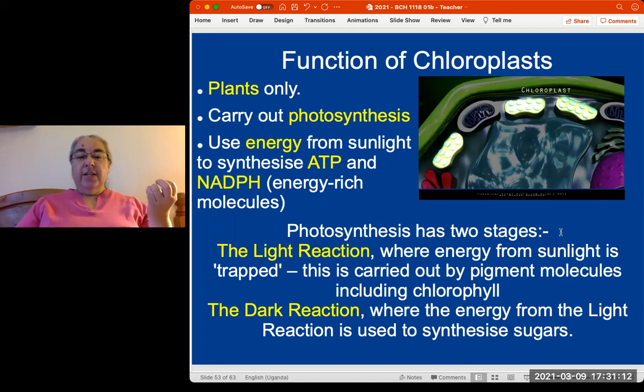Photosynthesis has two stages: the light reaction, where energy from the sun is trapped in the pigment molecules, often chlorophyll if it's a green plant, and then the dark reaction, which doesn't need light, but the energy from the light reaction is used to synthesize sugars. Again, you'll be looking at more details of that process later.